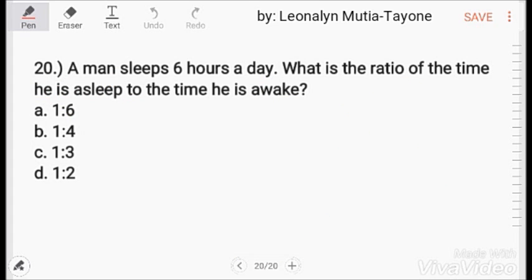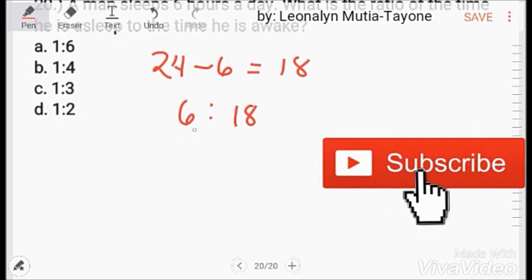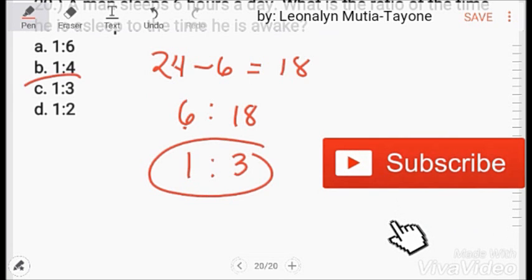Number 20. A man sleeps 6 hours a day. What is the ratio of the time he is asleep to the time he is awake? 24 ang oras sa isang araw. So, 24 minus 6, and that is 18. So, 6 hours siyang tulog, 18 hours siyang gising. I-list natin ito. Ang greatest common factor ng dalawa ay 6. So, 6 divided by 6, 1. 18 divided by 6 is 3. So, the answer is 1:3.